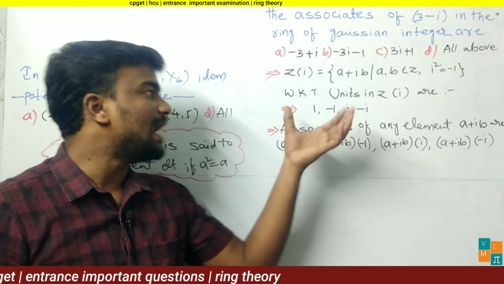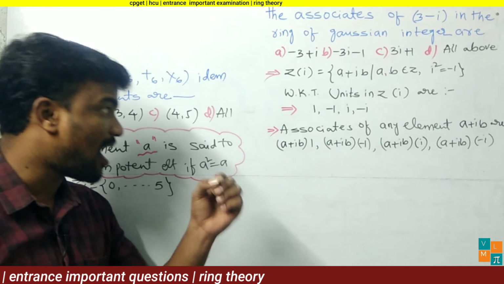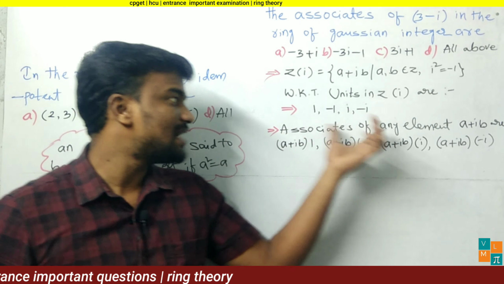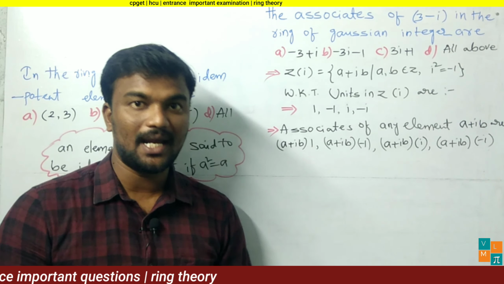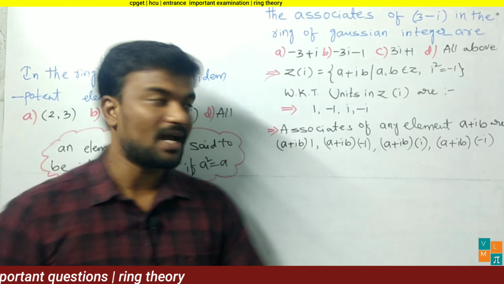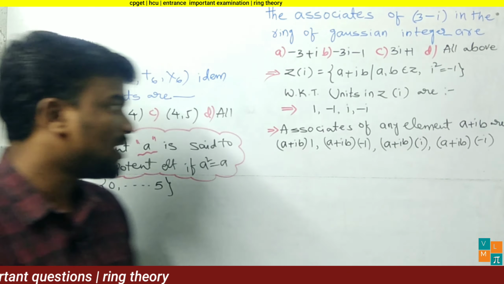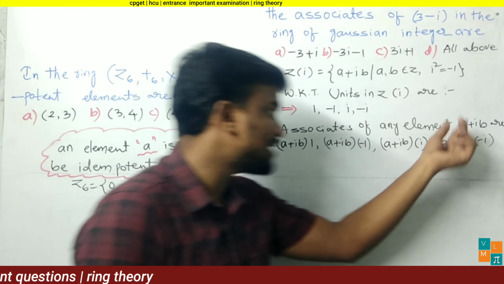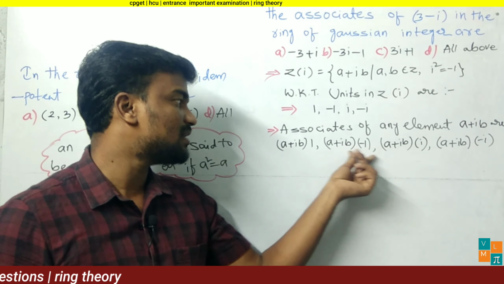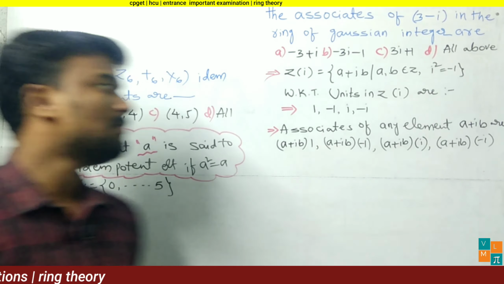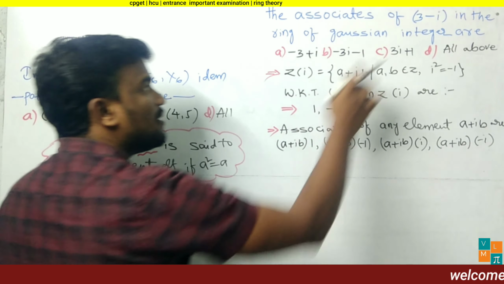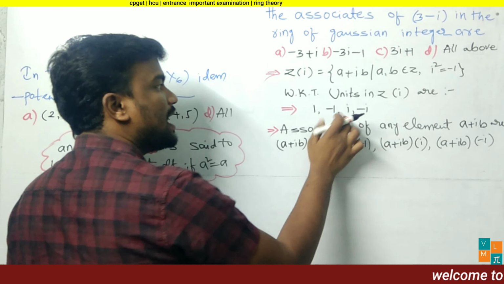Associates of any element are obtained by multiplying that element with the units in Z[i]. If a plus ib is the element, then the associates of a plus ib are a plus ib into 1, into minus 1, into i, into minus i. Here you have to find the associates of the element 3 minus i, so multiply 3 minus i with 1, minus 1, i and minus i.